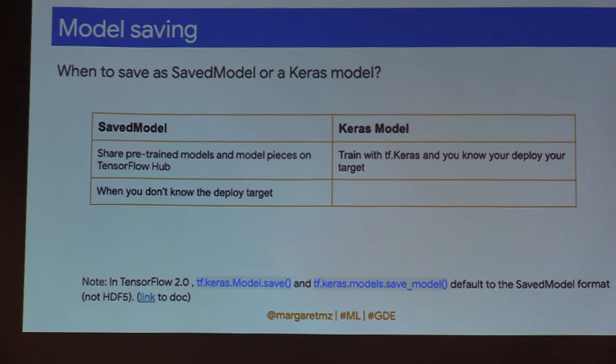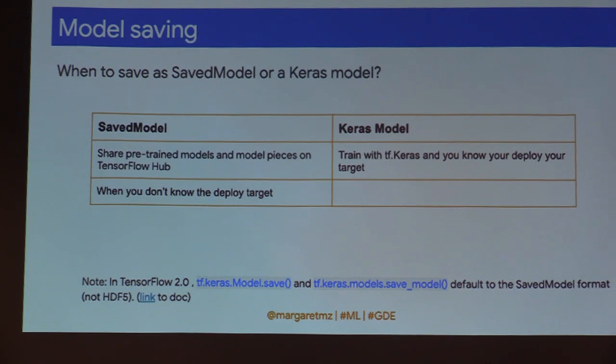The SavedModel one: if you want to share a pre-trained model on TF Hub, for example, you definitely need to have the SavedModel format. Or if you don't know your deploy target, whether it's Android, iOS, Edge TPU, or Raspberry Pi, it's best to save it as a SavedModel. Perhaps there are two people: one is training and saving the model, and then giving it to an engineer to deploy, right? In that case, SavedModel is much more portable.